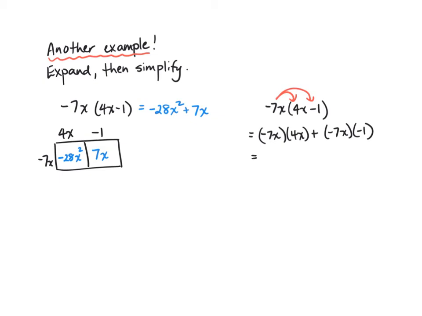So let's use our rules for multiplying monomials. Multiply the coefficients in front. Negative 7 times positive 4 is negative 28. Instead of writing it as x times x, I'm going to write it as x squared. Our next bit, we have negative 7 times negative 1, which is positive 7, and x. We don't have any other variables to combine it with, so I'm just going to write it as x.